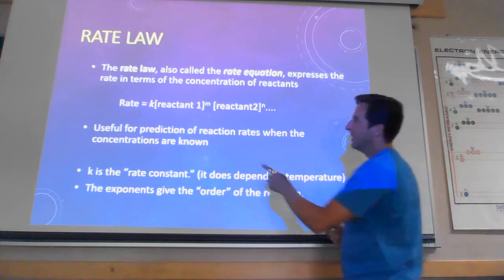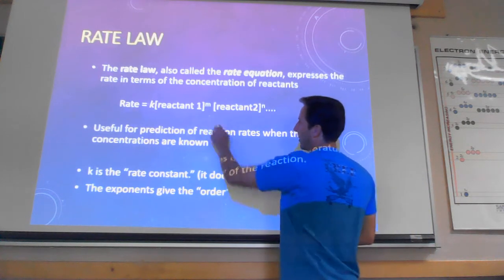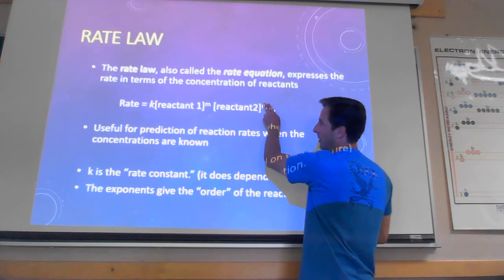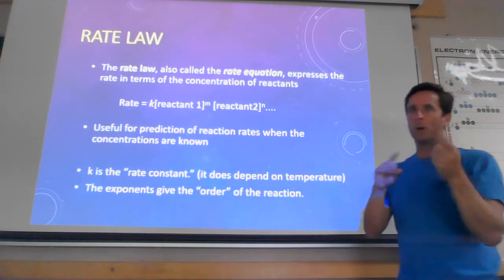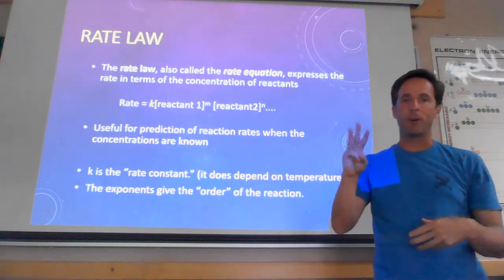So let's just say if reactant 1 is first order, reactant 2 is second order, so that's a 1 and a 2. The overall order would be 1 plus 2. The reaction will be third order.